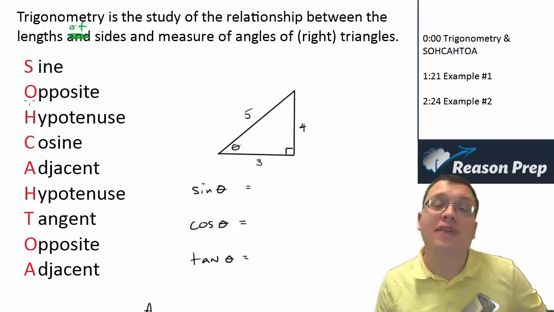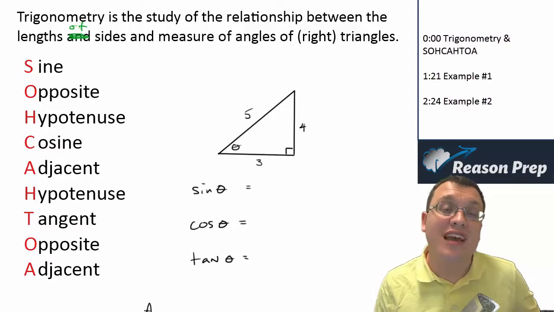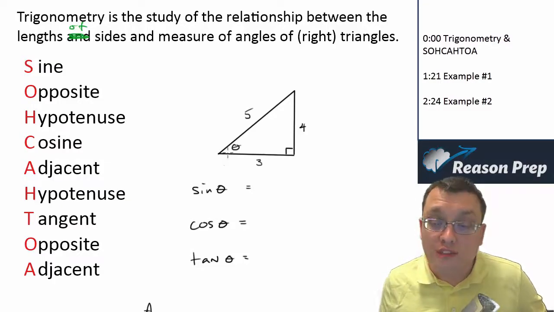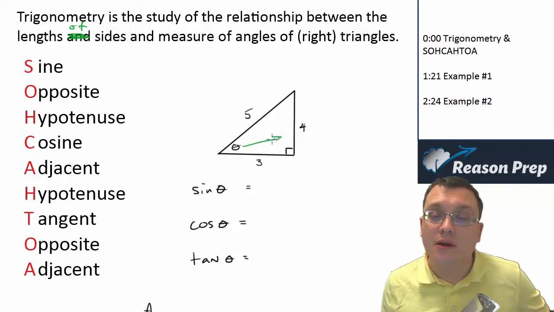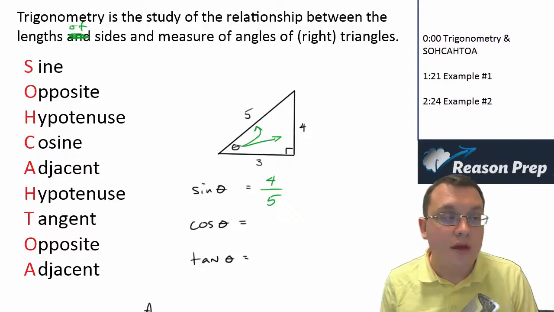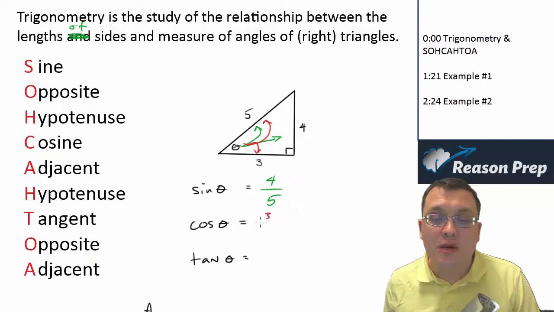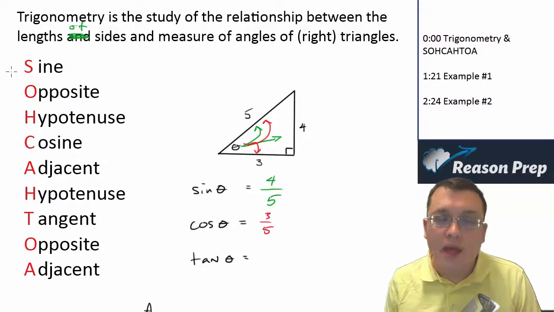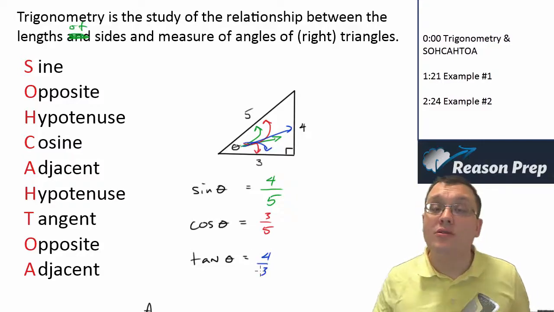For sine, you find the opposite over the hypotenuse. For cosine, you do the adjacent over the hypotenuse. And for tangent, you do opposite over adjacent. So if we have this as theta, and I want the sine of theta, I want the opposite over the hypotenuse. So that's going to be 4 over 5. For cosine, I'm going to want the adjacent over the hypotenuse. That would be 3 over 5. And for tangent, I'm going to want opposite over adjacent. So that's 4 over 3. So that's how you relate your angles and your sides.